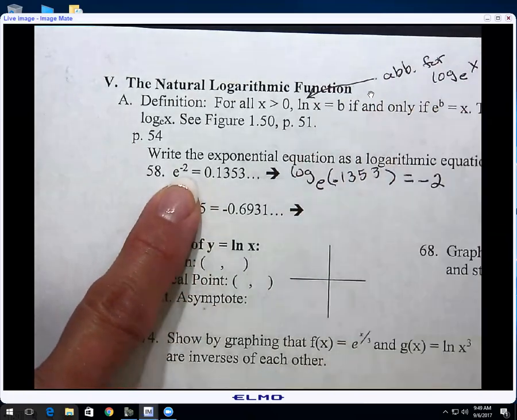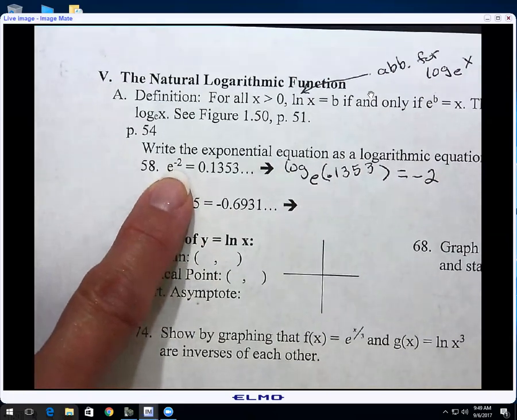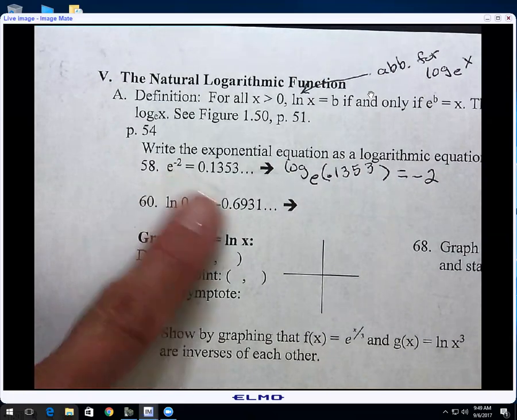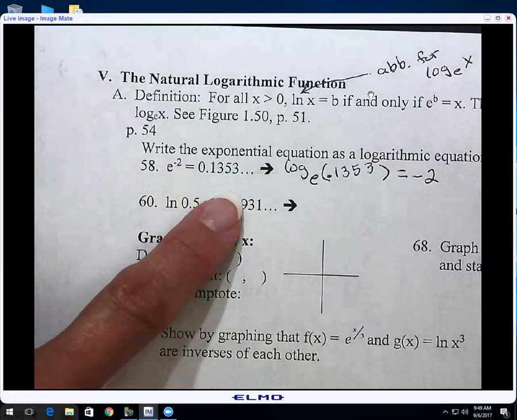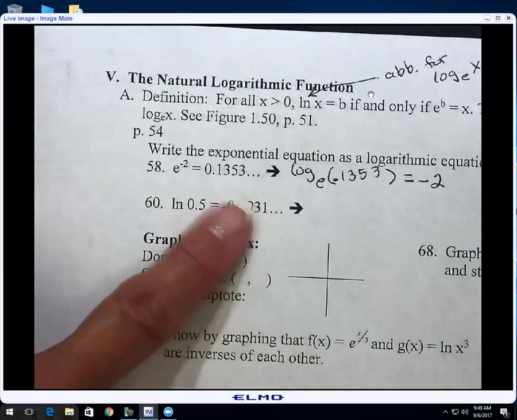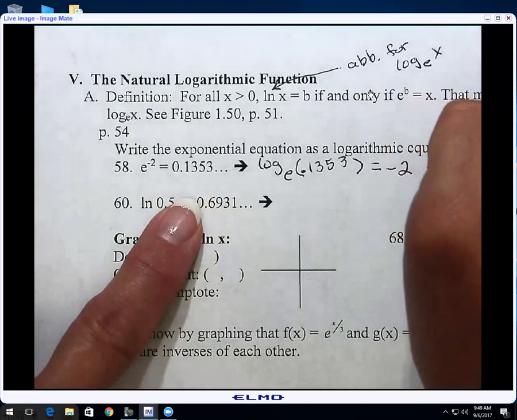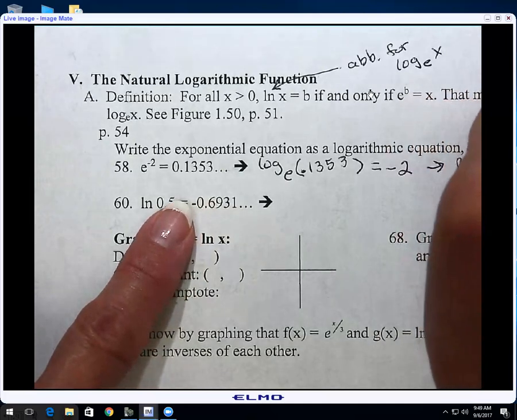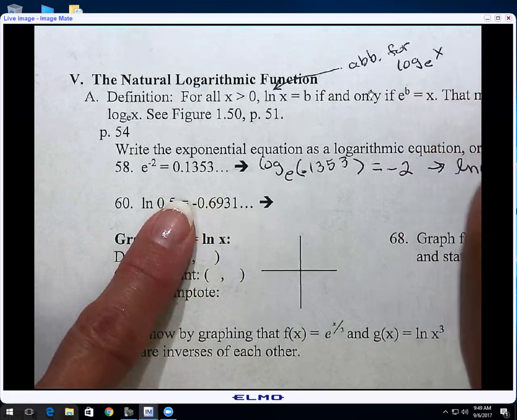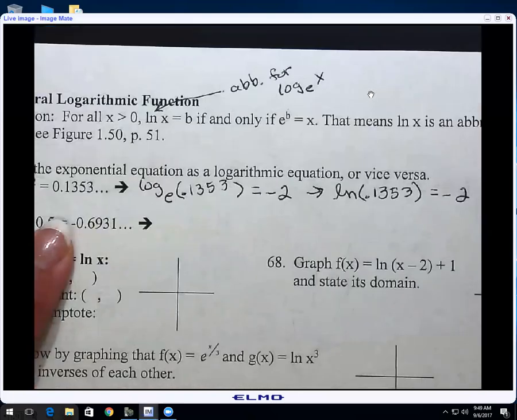It's always the exponent that's on a side by itself, but you're never going to see log base e in any self-respecting math book, because what's the abbreviation for log base e? That's just natural log of 0.1353 equals negative 2.